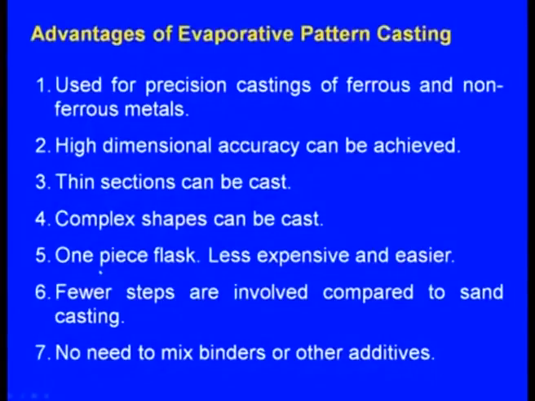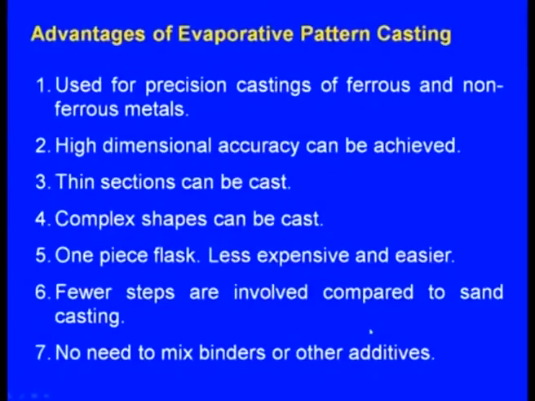Now, another advantage is one piece flask, less expensive and easier. In the case of green sand molding, generally we use 2 boxes, sometimes even 3 boxes. One is the lower molding box, known as the drag, and the upper molding box is known as the cope. These 2 boxes must be assembled carefully, otherwise there will be some mismatch. But here there is no such problem, there is no mismatch between the cope and drag. First of all, there are no 2 molding boxes, there is only one molding box. So, there is no question of mismatch, and also the assembly time is eliminated.